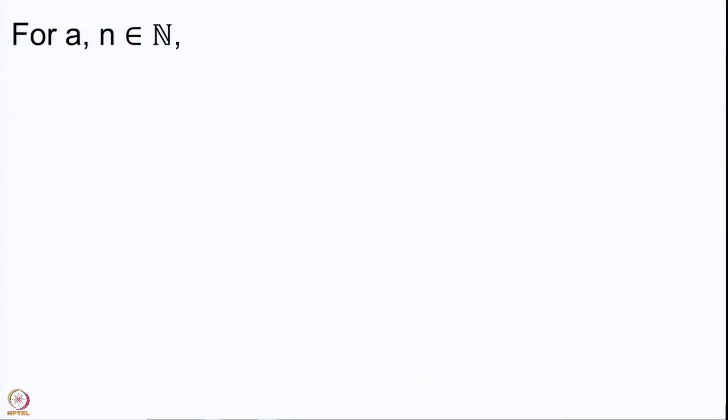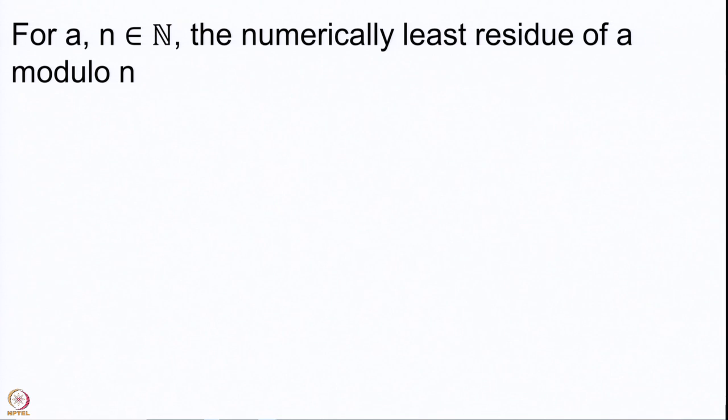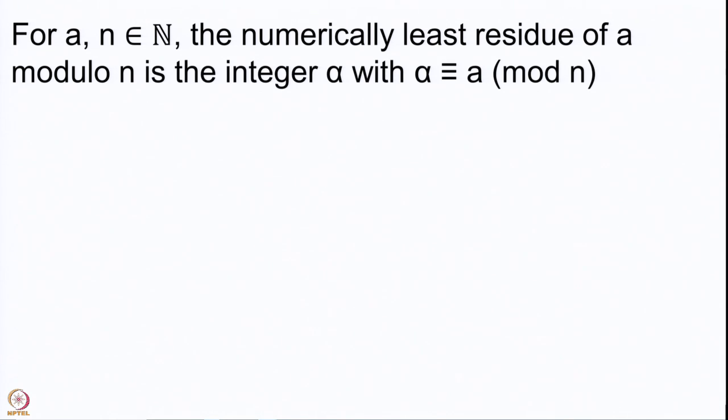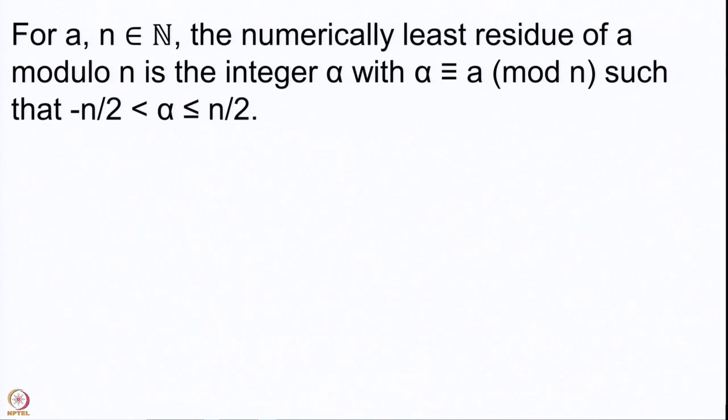Here is the definition. Whenever we have a and n, two natural numbers, the numerically least residue of a modulo n is the integer alpha with alpha congruent to a modulo n, this has to be there because alpha has to be a residue of a mod n, with the property that -n/2 < alpha ≤ n/2. So, this is the property which is giving it the property of being numerically least.